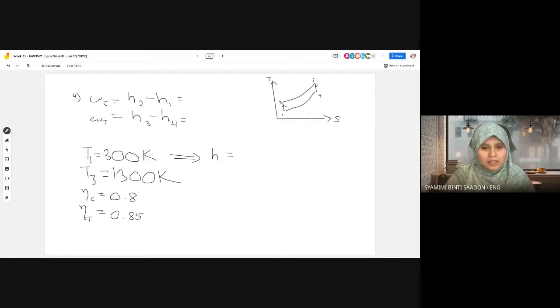Okay, table A17, ideal gas. At 300 Kelvin, you have enthalpy 300.19 kilojoule per kilogram. Use your ideal gas table. Okay, so you have H1.